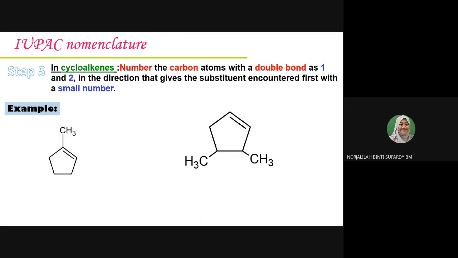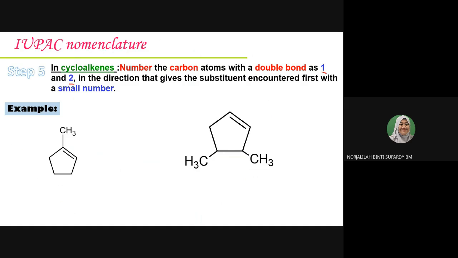All right. For step 5, for the cycloalkene, the carbon double bond in the alkene must be numbered as number 1 and number 2. Then we will follow either clockwise or anti-clockwise, depending on the position of the substituent, so that it has the smallest number of carbon.